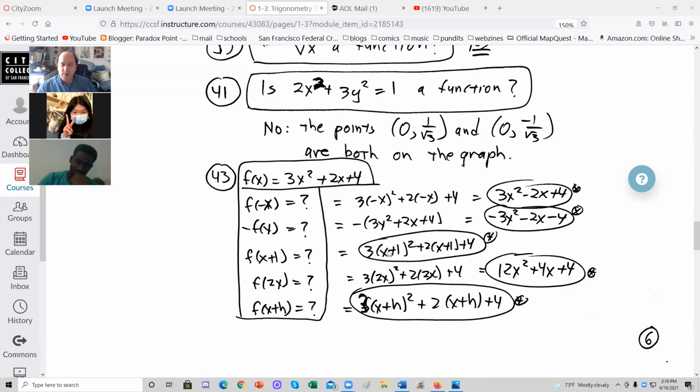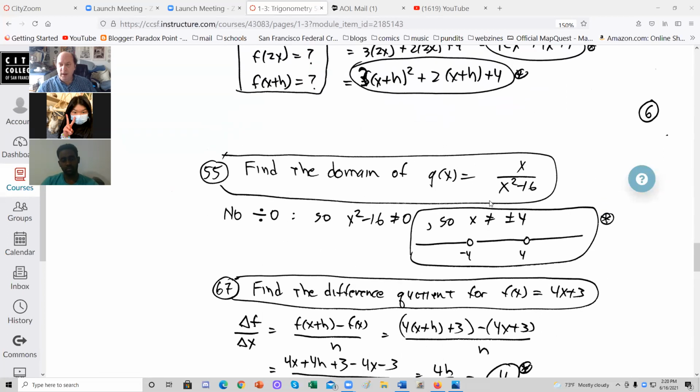Okay, f of x plus 1: you plug in x plus 1 here and here. 3 times the square of x plus 1 plus twice x plus 1 plus 4. You could expand this, but this will suffice. F of twice x, well, 3 times the square of 2x plus twice 2x plus 4. Okay, here we'll expand it a bit. This 2 squares to a 4 times 3 is 12. 2 times 2 makes 4. So you get 12x squared plus 4x plus 4. Your f of x plus h is like f of x plus 1, only put an x plus h everywhere. 3 times the square of x plus h plus twice x plus h plus 4.